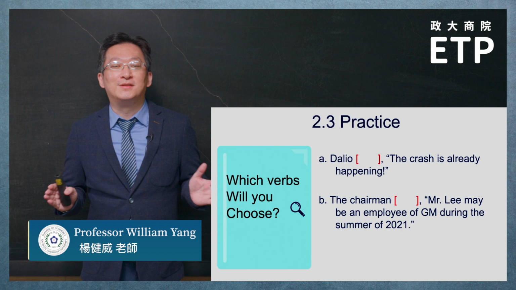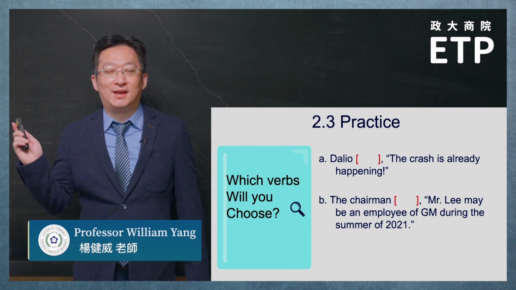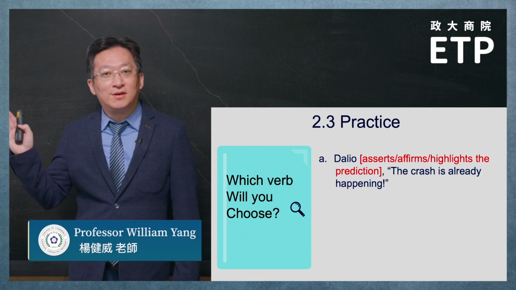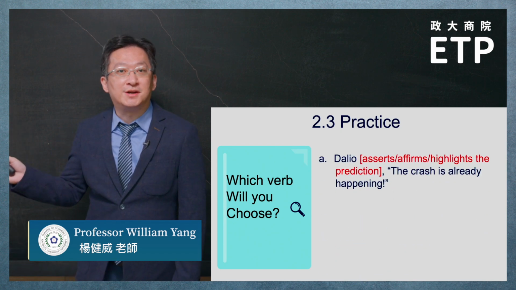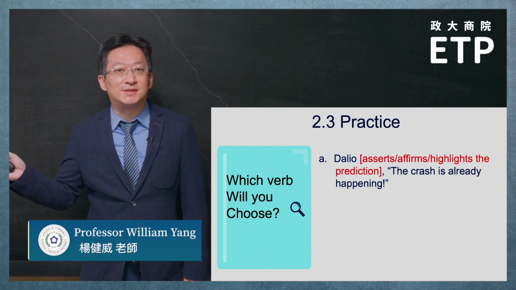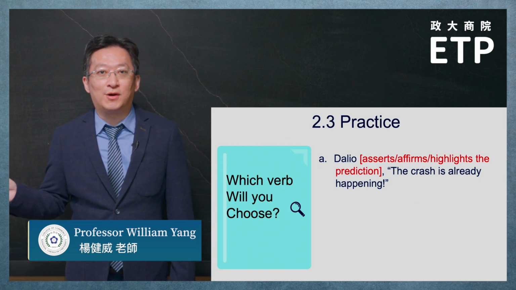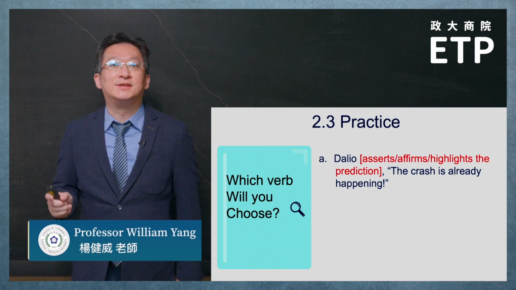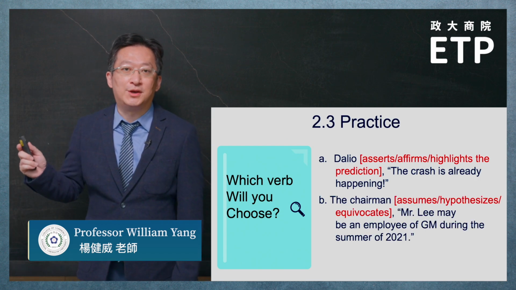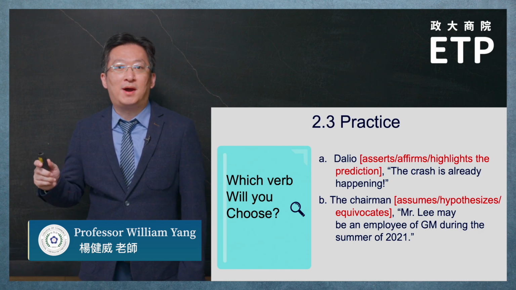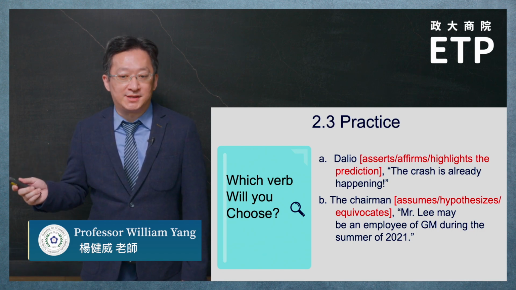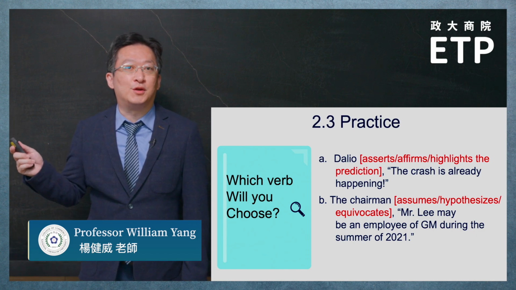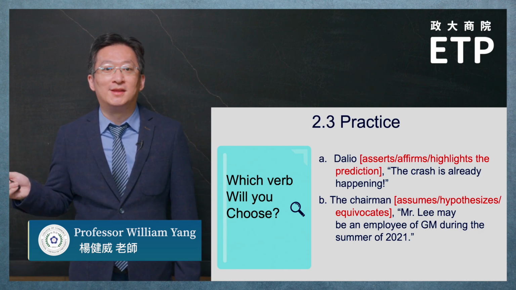So, have you found the most accurate words? Let's take a look at some suggested answers. In this case, we can say Dalio asserts, affirms, highlights the prediction, the crash is already happening. In the second case, after the chairman, we can use maybe assumes, hypothesizes, or equivocates. Mr. Lee may be an employee of GN during the summer of 2021.